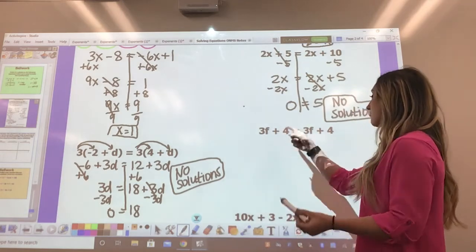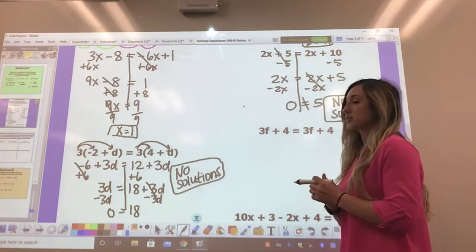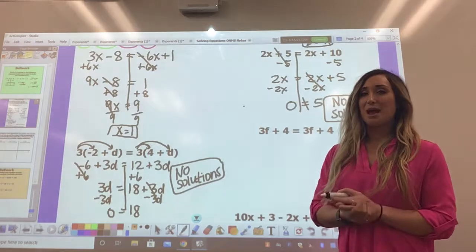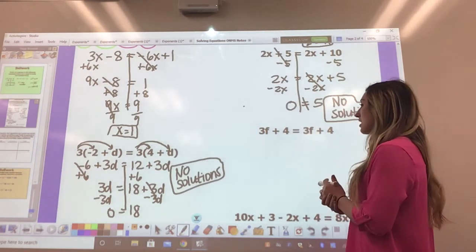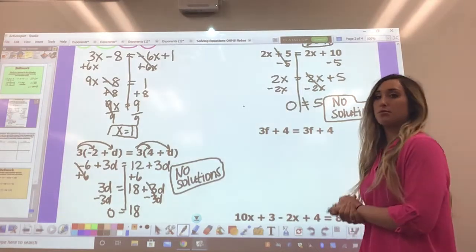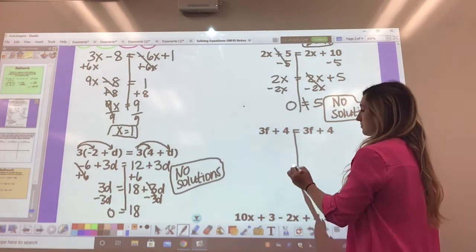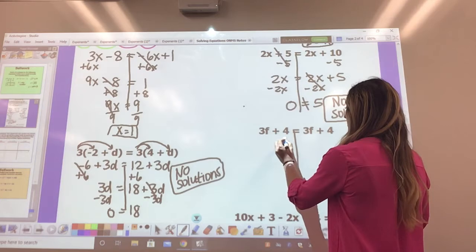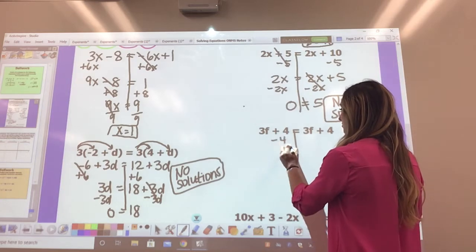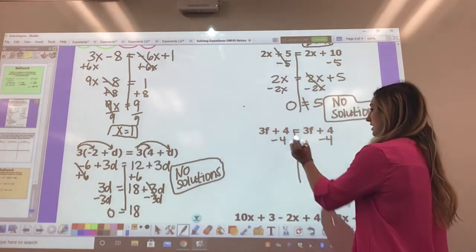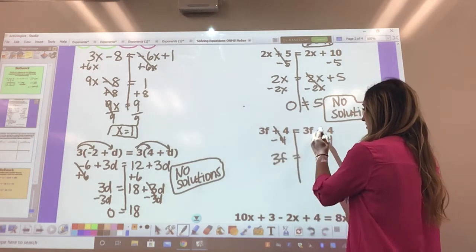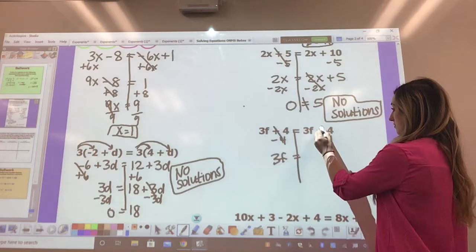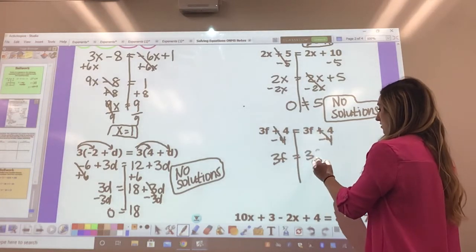This equation, 3f plus 4 equals 3f plus 4. You might know what's going to happen here, but I'm going to walk you through it. We have variables and numbers on both sides, so we'll put them all together. I'll start by putting the numbers together, subtract 4 on both sides. That gets rid of the 4 over here, leaving me with 3f equals positive 4 and negative 4. It actually cancels over there as well.